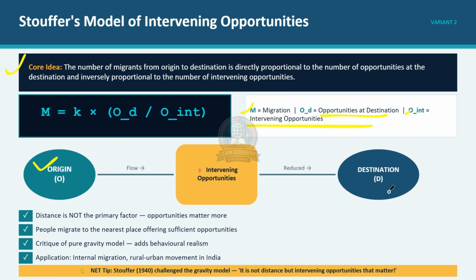This is the origin place, this is the destination place, and there are some intervening opportunities between these two places. Distance is not the primary factor; opportunities matter more. People migrate to the nearest place offering sufficient opportunities. It is a critique of the pure gravity model and adds behavioral realism. Application: internal migration, rural-urban movement in India. Stouffer in the 1940s challenged the gravity model: it is not distance but intervening opportunities that matter.